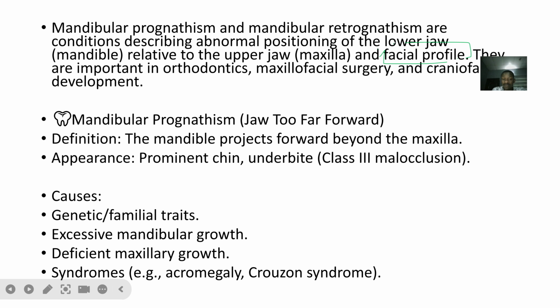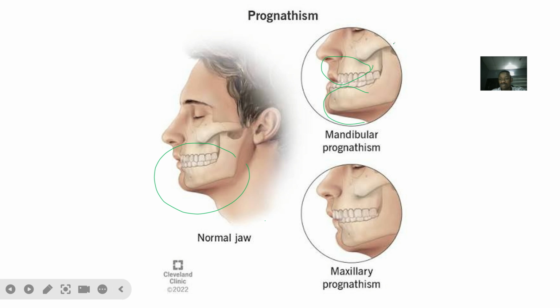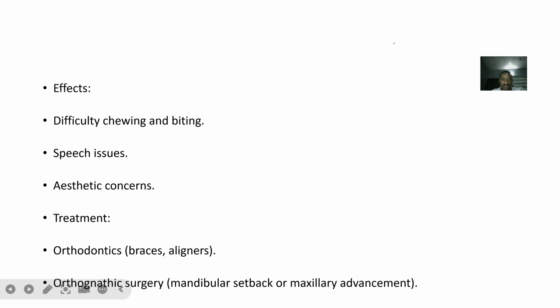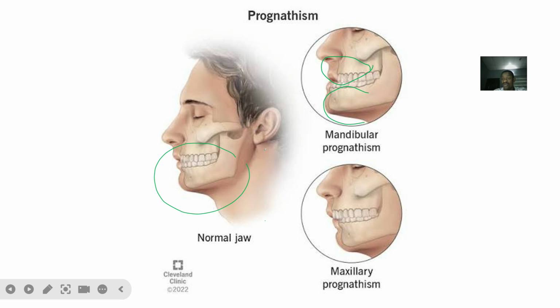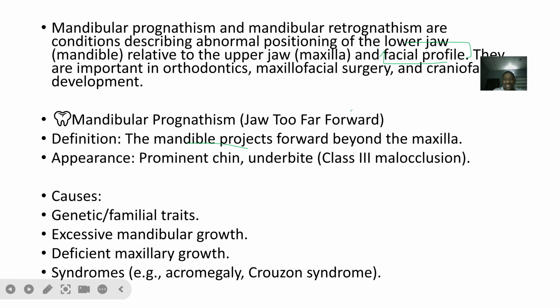So mandibular prognathism is the first one, when the jaw is moving forward. The definition is the mandible projects forward beyond the maxilla. The upper part of your mouth is the maxilla. If the lower part is going too far forward, you have a prominent chin and an underbite.